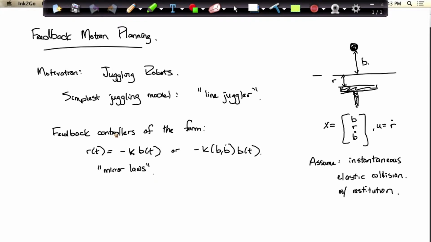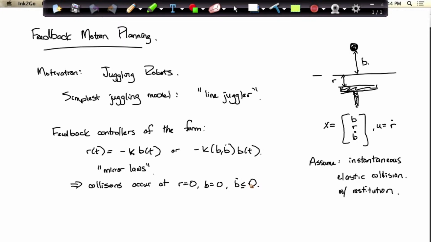Okay? They're a great idea because they simplify the dynamics considerably, right? So just by virtue of having this sort of mirror law, that I'm doing the opposite of what the ball's doing, I get for free that collisions only occur at r equals 0, b equals 0, b dot less than or equal to 0, I guess. Right? I'm always going to collide in the same place. The ball's going to be coming towards me. All these screw cases go away.